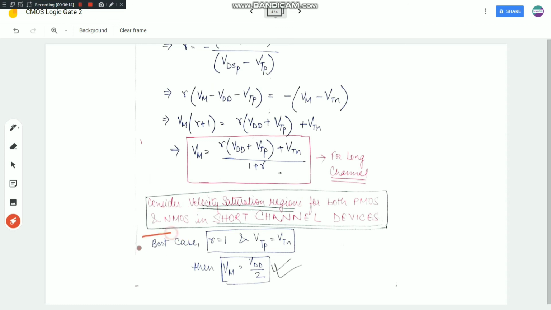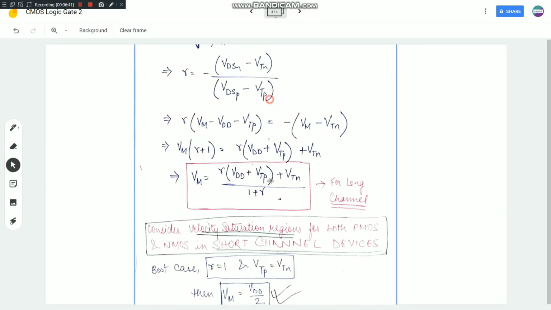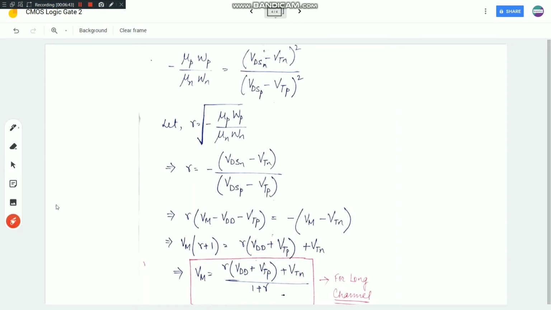Now, I gave you a best case scenario in the previous lecture, and I mentioned that VM is equal to VDD by 2. How is this possible, moving from this expression to this expression? This is because we consider R equal to 1 and VTP equal to VTN. It is quite obvious and easy to understand that we just consider the threshold voltages of PMOS and NMOS to be equal. But how do we get R equal to 1? Just go back and see my R is equal to mu P WP by mu N WN.